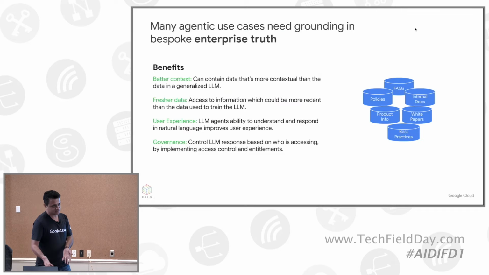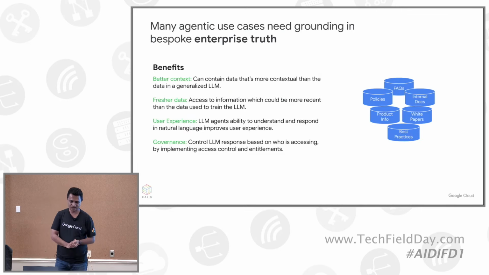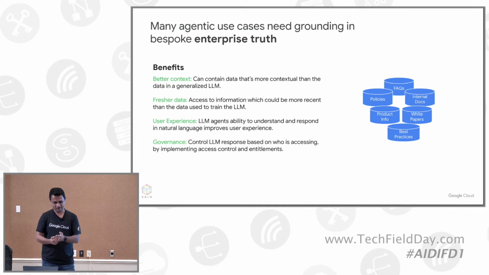And for agents to be effective, right, they have to be grounded in the truth, right? And this is really needed because the generalized LLMs that are available, they have a very generic understanding of the global truth, but feeding them with the bespoke data that the enterprises have accumulated, that makes it contextual for that particular organization, right?